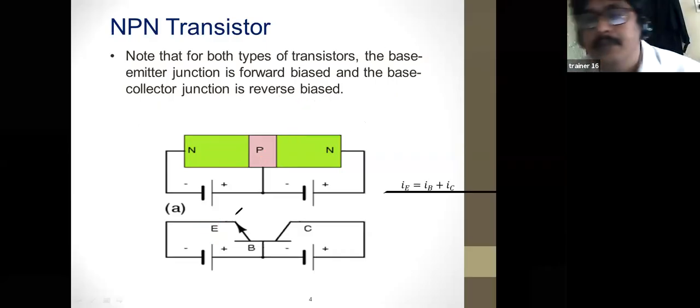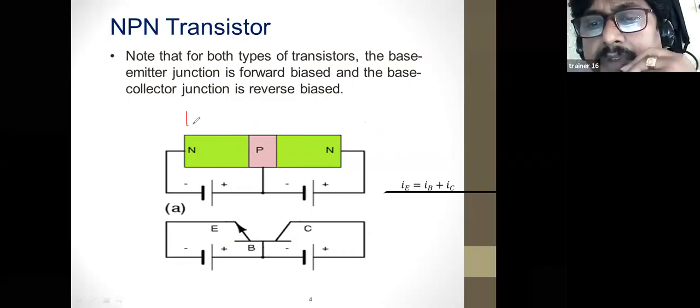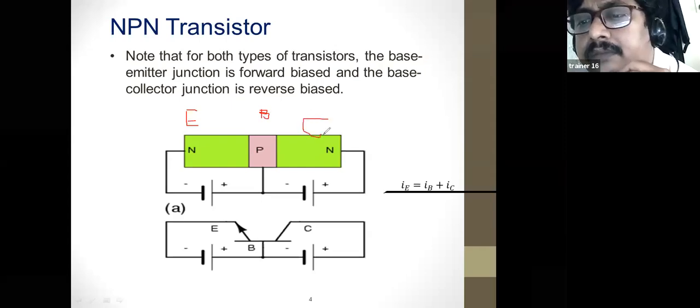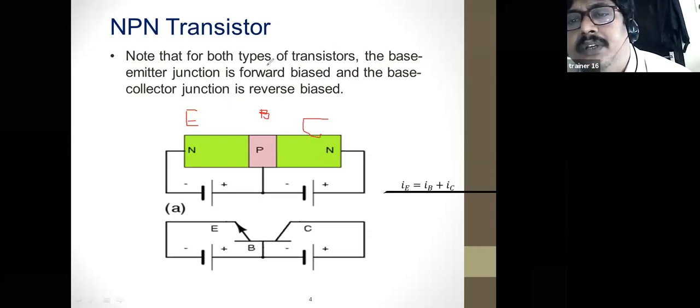See here, again I'm repeating. All of you listen here. This is the concept you have to understand clearly. This is the emitter, this is the base, the P, and this is the collector.